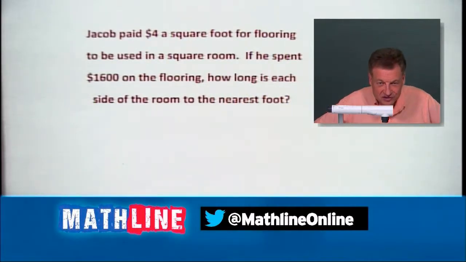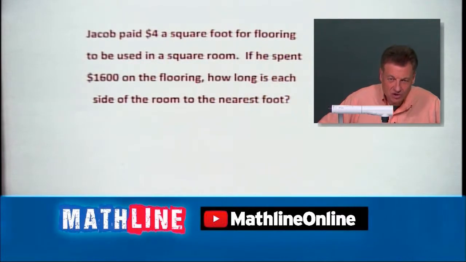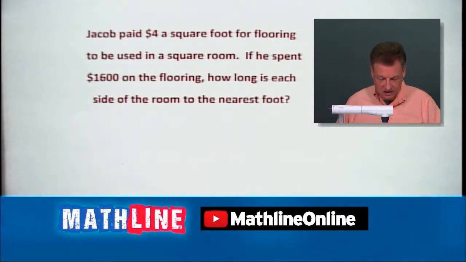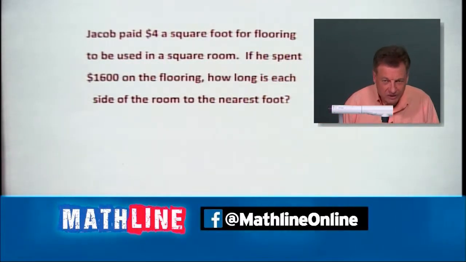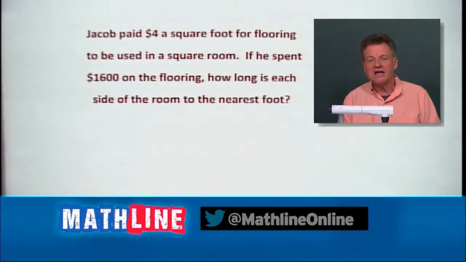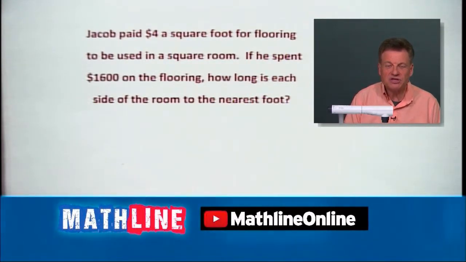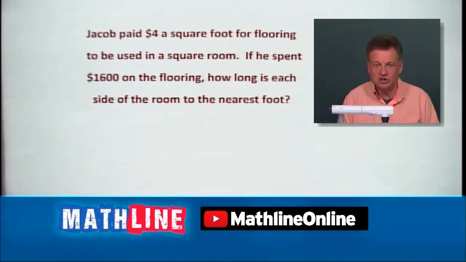It says, Jacob paid $4 a square foot for flooring to be used in a square room. All right, so I'm thinking I have a square room here. That means the length and the width are both the same. And he spent $1,600 on the flooring. How much is the side of the room to the nearest foot? Wow, that was a big jump, wasn't it?